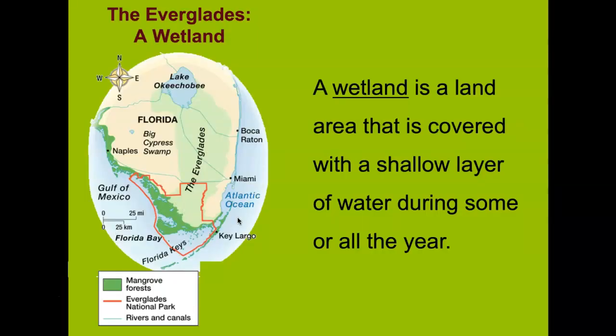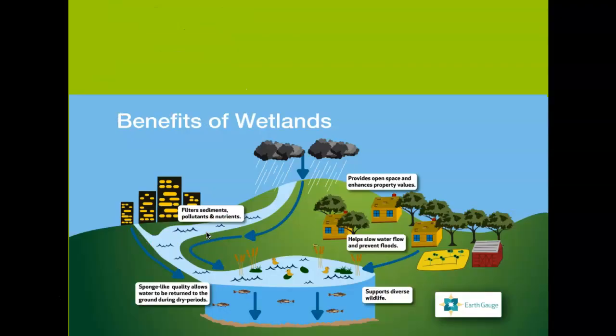Wetlands are another type of freshwater source. Wetlands, like the Everglades in Florida, are going to be areas of land that are covered in large part by water, and this could be seasonally or it could be all throughout the year. There are a couple different types of wetlands: swamps, marshes, and bogs, and we see marshes a lot near the beach. There are a lot of benefits to wetlands, and there's a lot of reasons that wetlands are important.